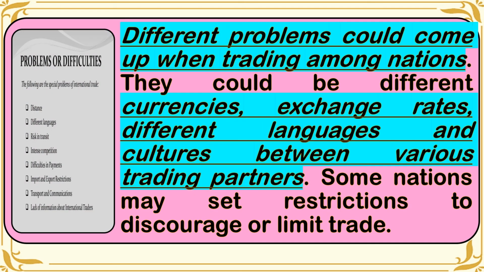Now, class, different problems could come up when trading among nations. So, of course, there are also problems when doing international trade. And these problems could be currencies, exchange rates, different languages, and cultures between various trading partners. Some nations may set restrictions to discourage or limit trade or even stop it. And these are what you call trade barriers.